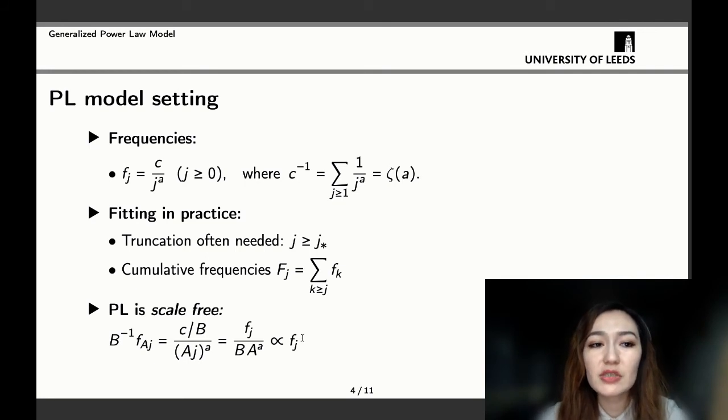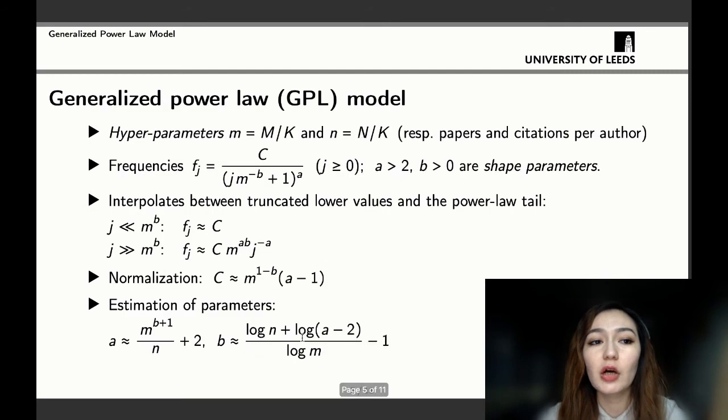To avoid using J star and having the scale-free property, we introduced a new model in the paper. We call it Generalized Power Law Model, or GPL model. Our aim is to use a simple model to describe typical authors' citations of their papers. There are two hyperparameters, M and N in the GPL model, which represent the average number of papers and citations of an author.